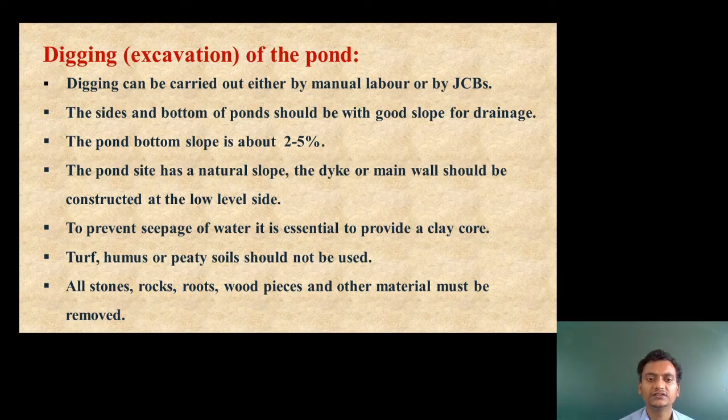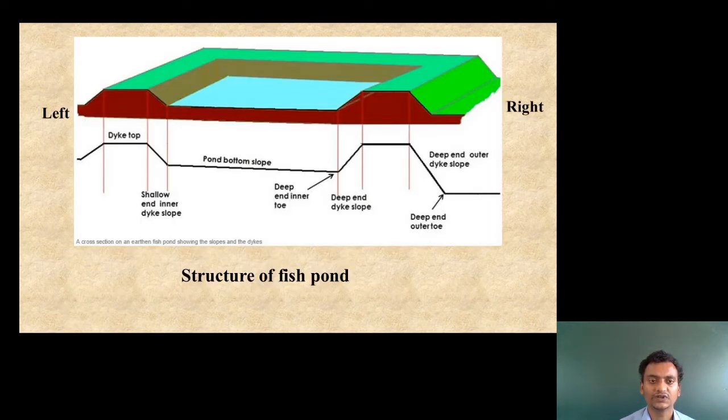To prevent the seepage of water, the bottom of the pond or walls of the pond should be provided with clay cores. In addition, there should be no stones, rocks, roots, wood pieces or other waste materials that will inhibit or interfere with the rearing and harvesting of the fishes. This is about the structure of the fish pond.